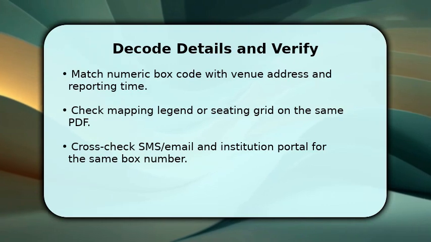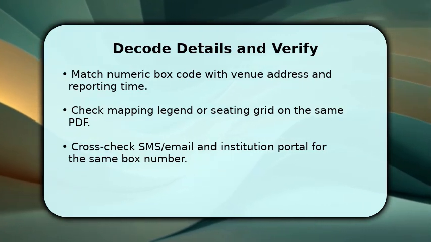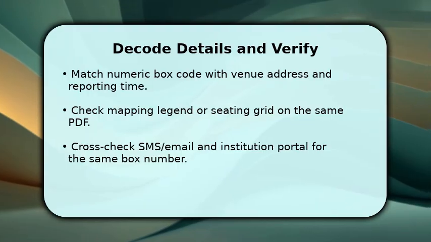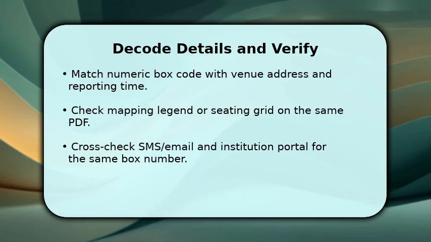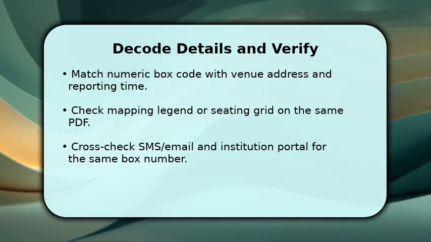Next, decode what that box number means by reading the venue address and reporting time beside it. Often the admit PDF includes a mapping legend or seating grid. Once you find that, trace the box code to a specific room or row.